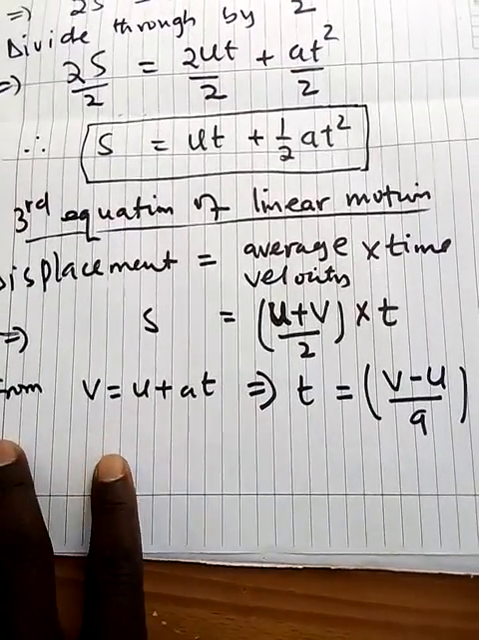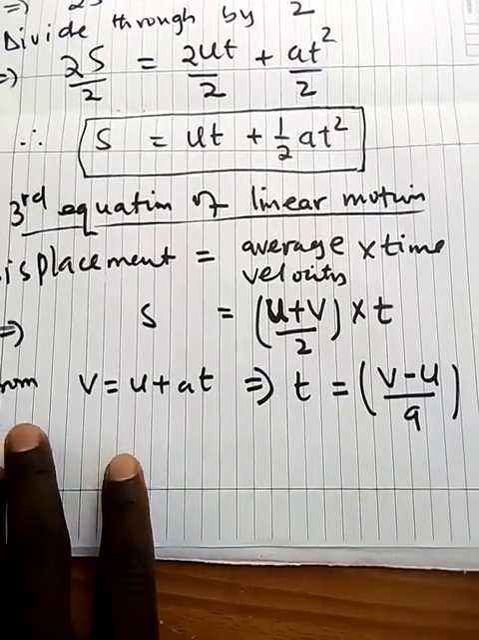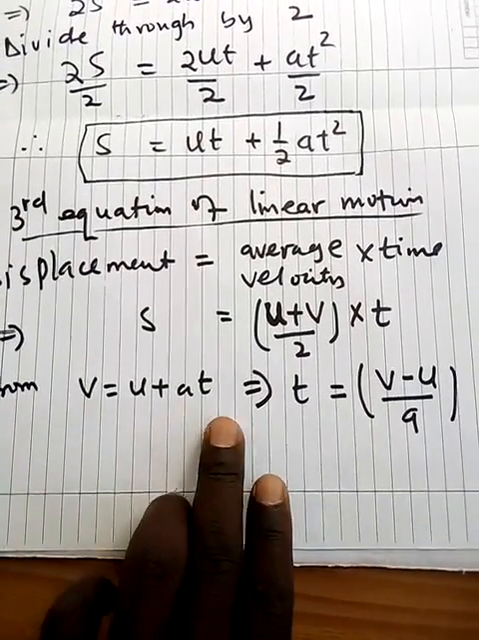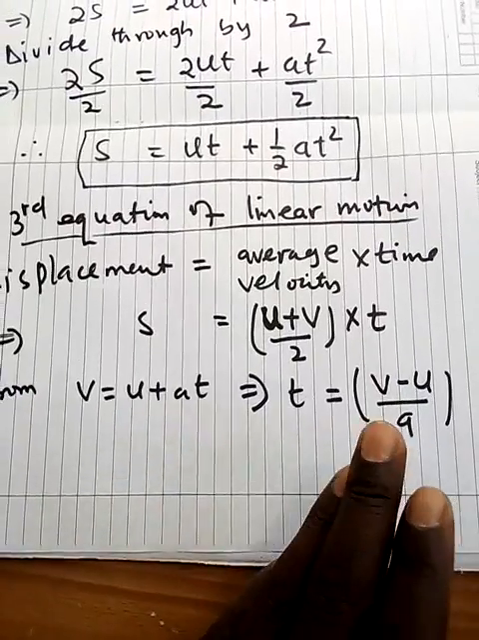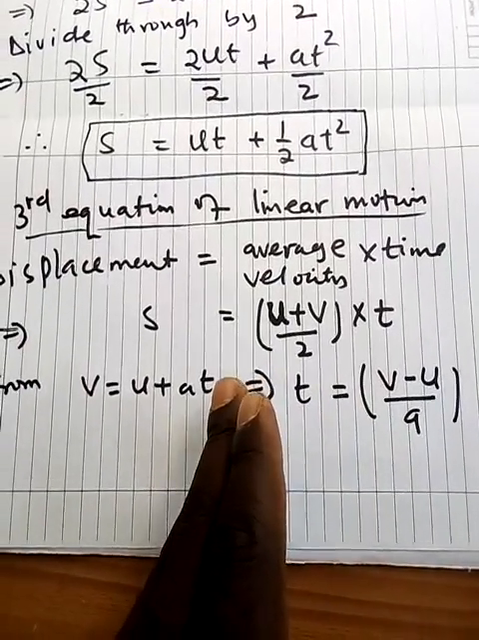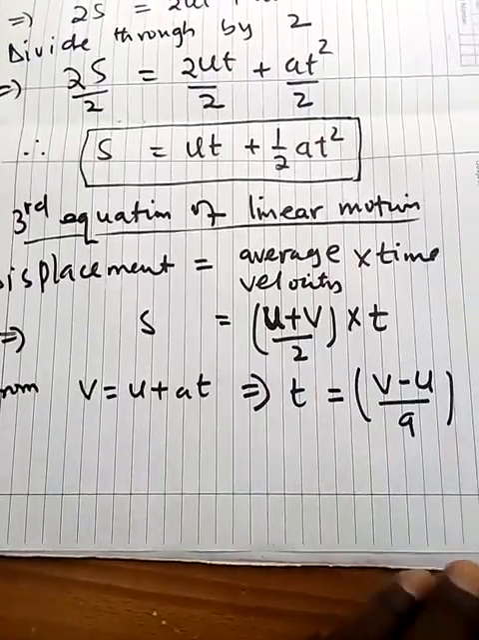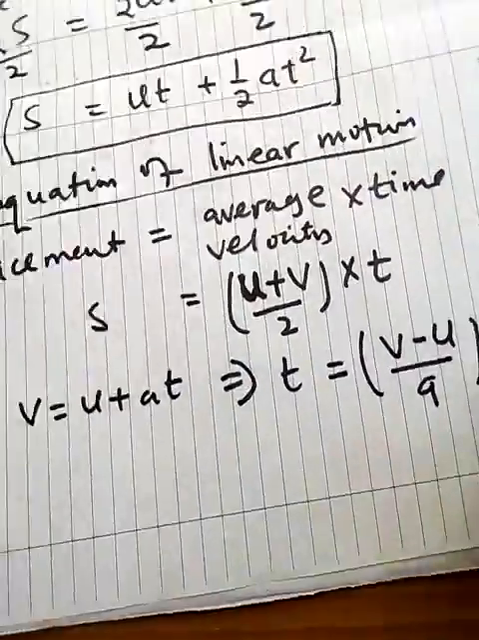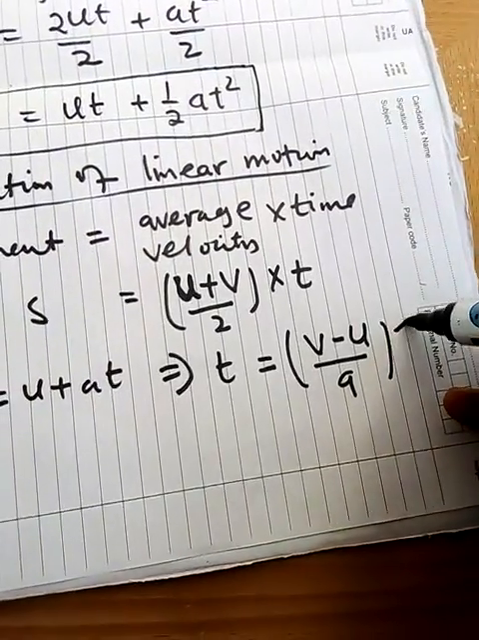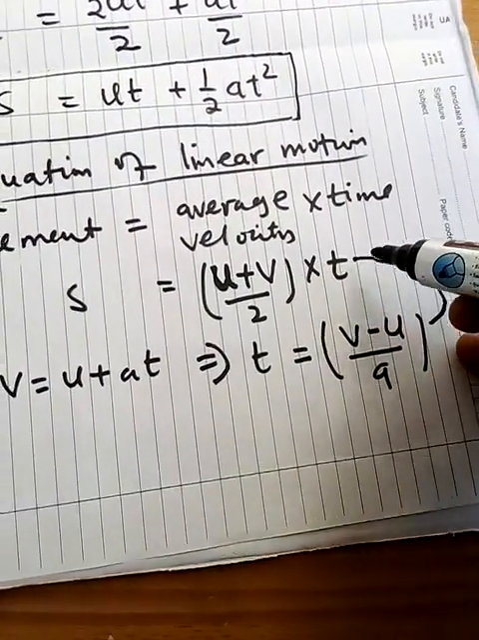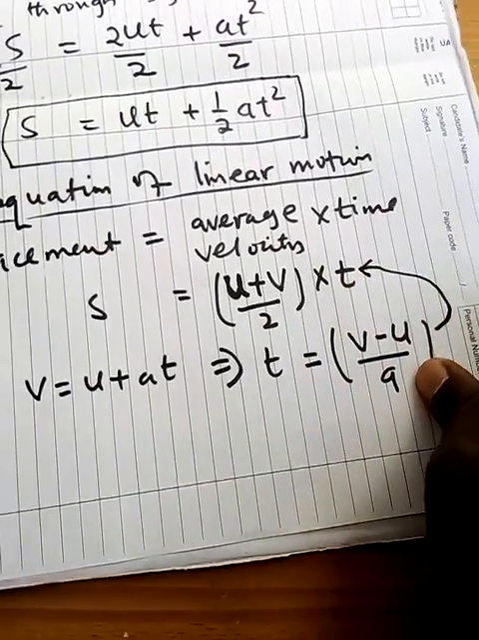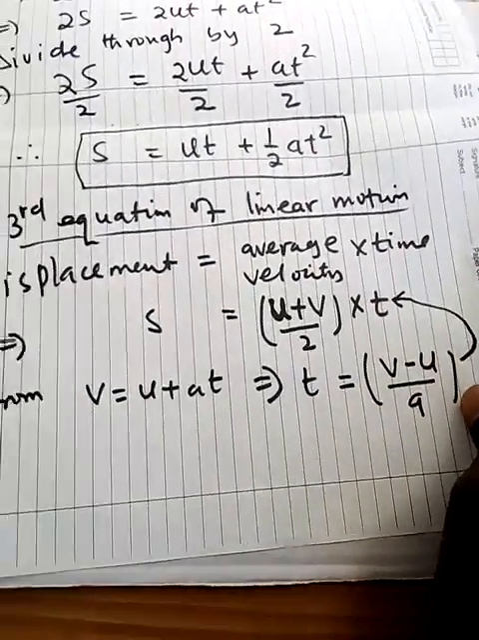Then on the left hand side you have v minus u divided by a. Of course, we are making it the subject of the formula. It has to be on the left hand side, and the rest will go to the right hand side. Now we are going to substitute this expression for t. We place it in the previous expression for displacement.